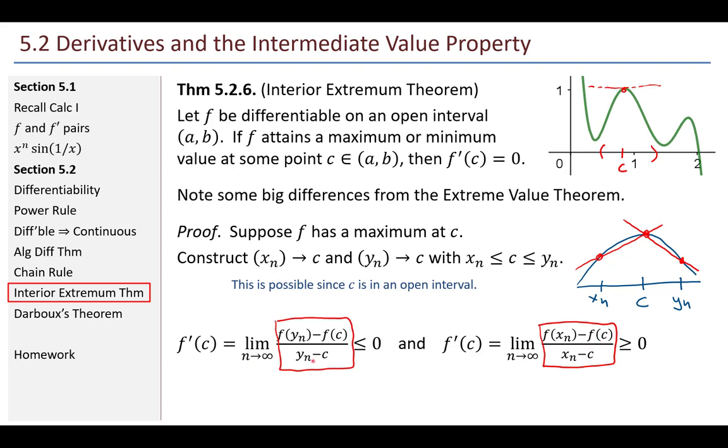Now, taking the limits of each of those produces f prime of c. On the left side, this has to be less than or equal to 0. On the right side, f prime of c is greater than or equal to 0. I have to conclude that f prime of c actually equals 0. So there it is.